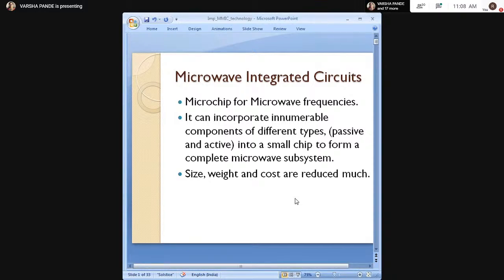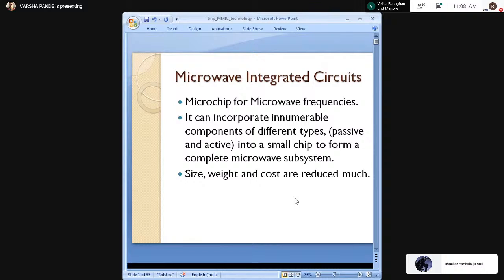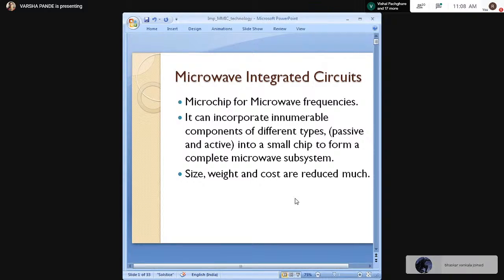Then what is the advantage of it? Size is very much reduced, weight is very much reduced, and as these ICs can be produced in mass production, the cost is also reduced. So that is the main advantage.